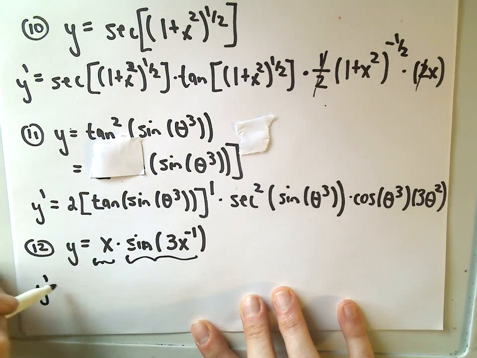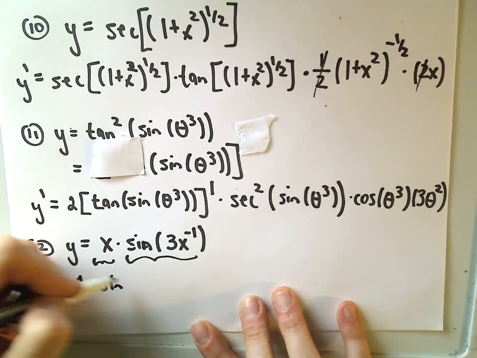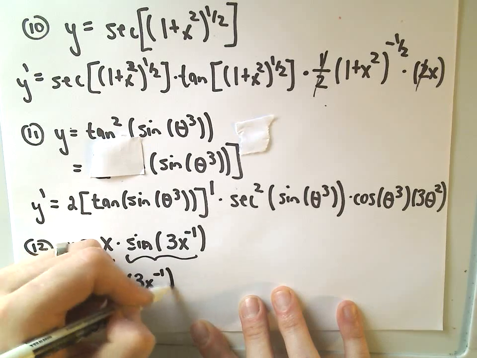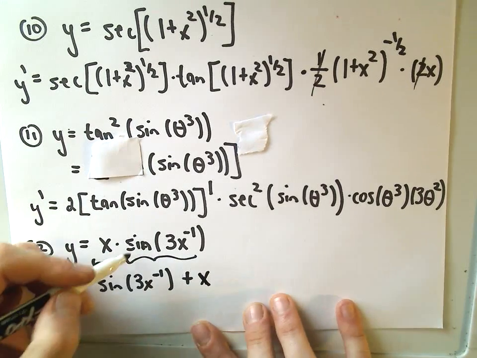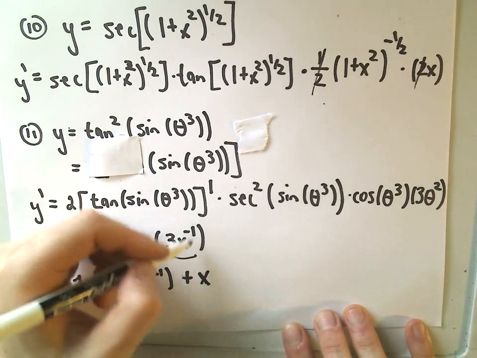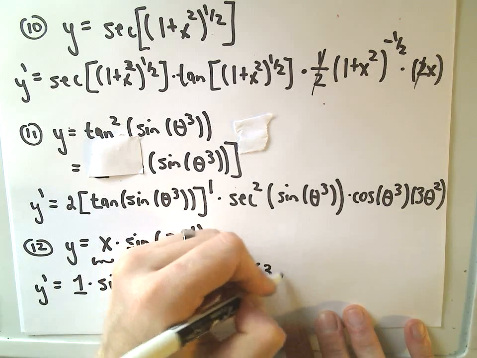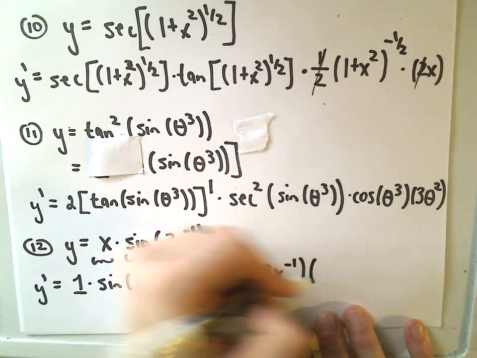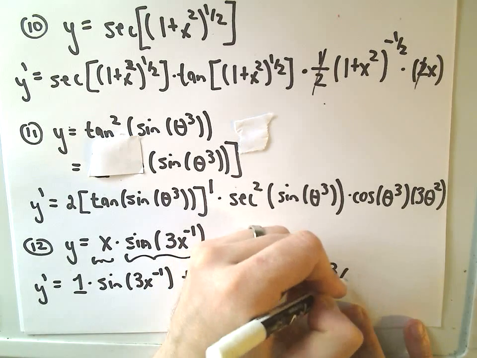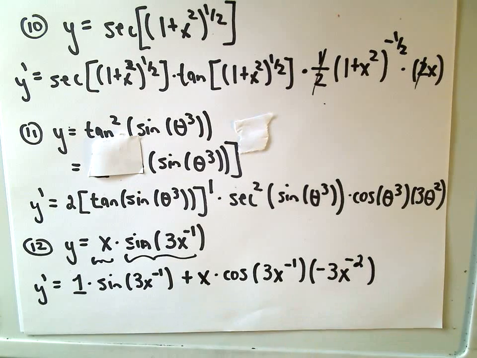Okay, so the product rule, if I take the derivative of x, I'll get 1, and then we can leave the sine portion alone. We stick our plus in between. Now I'm going to leave the x alone. And if we take the derivative of the sine of 3x to the negative 1, the derivative of sine is cosine. Again, we leave the inside alone. And then the derivative of 3x to the negative 1, we'll get negative 3. And be careful, we have to subtract 1 from our exponent, so we'll get x to the negative second power. And now we have our derivative.